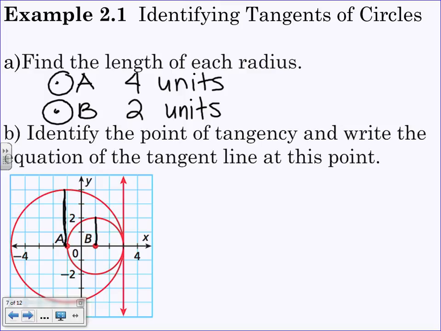Okay, then part B says identify the point of tangency, so where the two circles meet, as well as where the tangent line meets those two circles, and write the equation of the tangent line at this point. So it wants us to identify where this point lies. That's going to be our point of tangency. And it wants us to give an equation for this line.